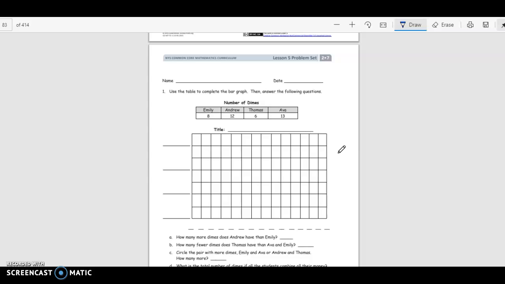This is the last one that focuses on graphs and data. Use the table to complete the bar graph, then answer the following questions. So the title is number of dimes. I want you to write that whole thing out right here. I want you to write the whole thing, but I am going to abbreviate it since I'm on a laptop and it would take me way too long.